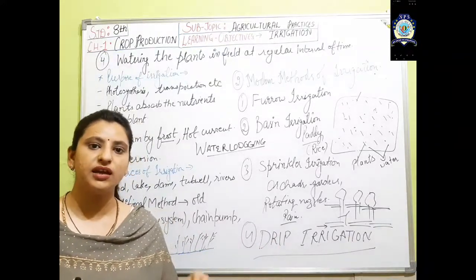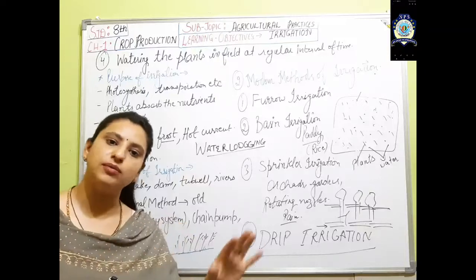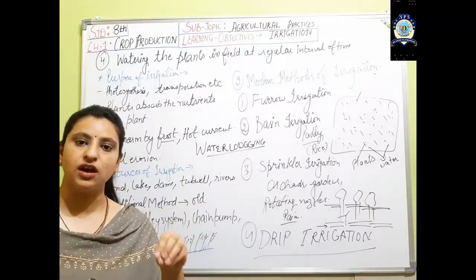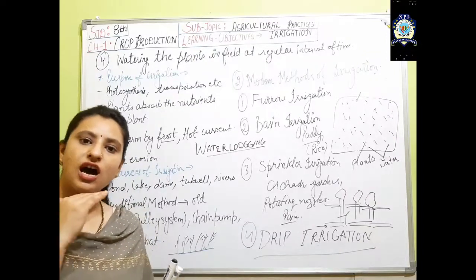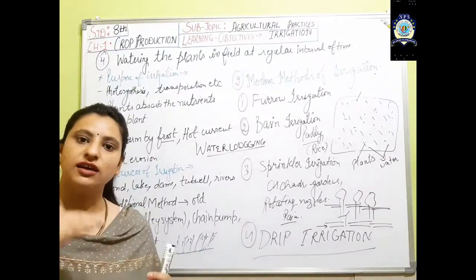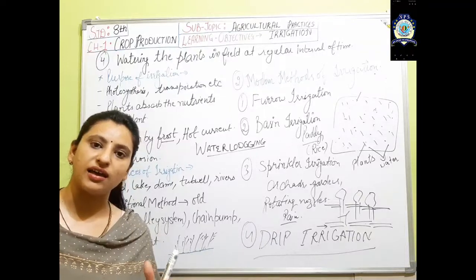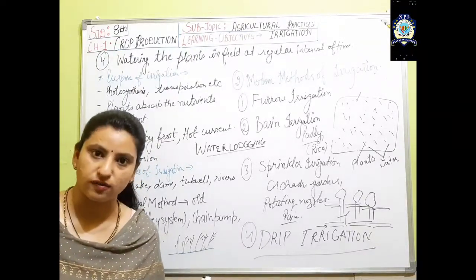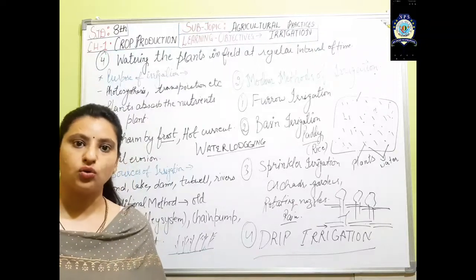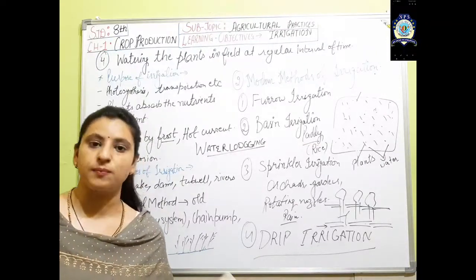Okay, now what will happen? It will damage all the plants which are grown there. How are they damaged? First, due to the large amount of water accumulation, the air supply, the oxygen supply to the roots of the plants, is totally cut off. There is no oxygen, so it is very tough for the plant to respire.